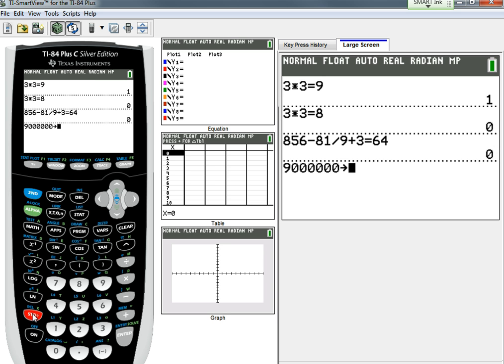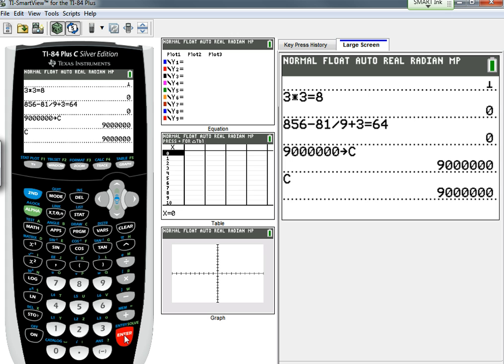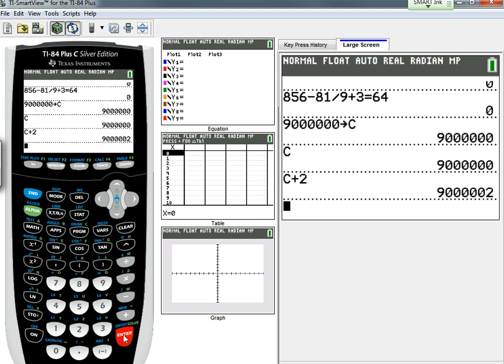And then you can literally pick any letter in the alphabet. I'm going to pick C just for fun. So I'm going to hit alpha and then the green C button. And I hit enter. And it just repeats it. So now whenever I hit C, it'll say it's 9 million. If I were to put C plus 2, I would expect it to be 9 million 2. And it is.